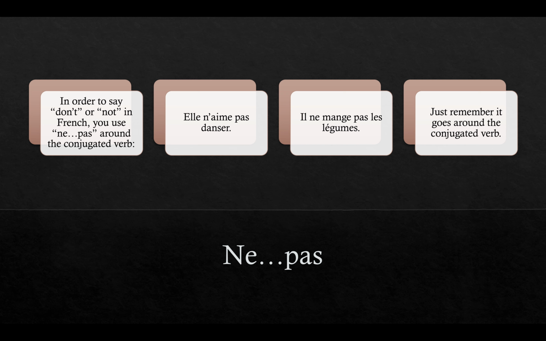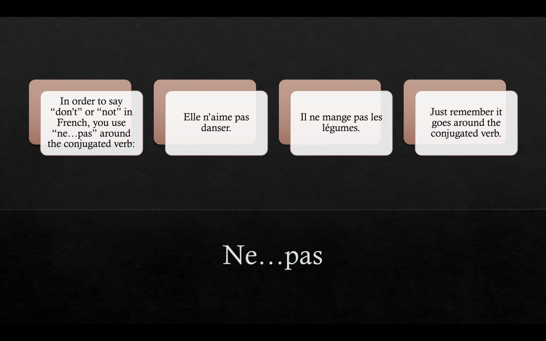Obviously, the ne pas, we know how to do this in order to say don't or not in French. Use the ne pas around the verbe conjugué, comme par exemple, elle n'aime pas danser. That's an example with a vowel so that we have an apostrophe. And then we have a non-vowel, which is il ne mange pas les légumes. So the ne, it could drop the e off. The most important part of the negative is the pas. Without the pas, it's just nothing. Without the ne and with the pas, it's still the negative.